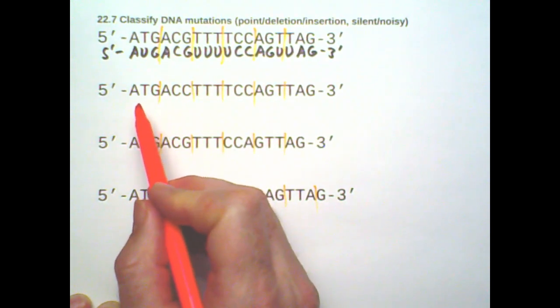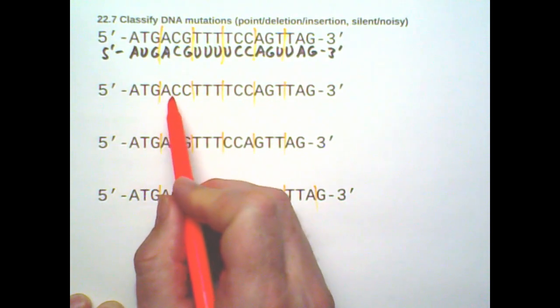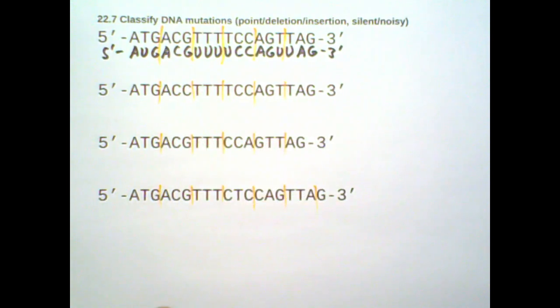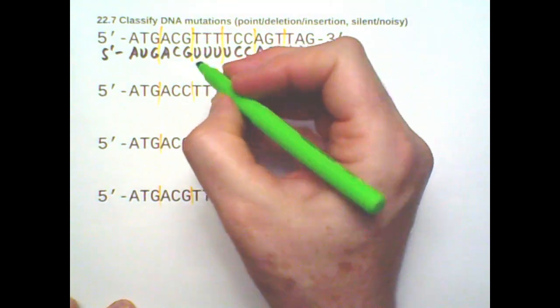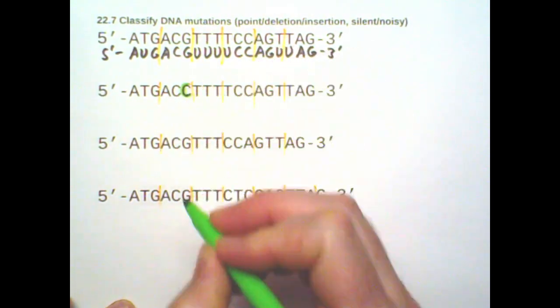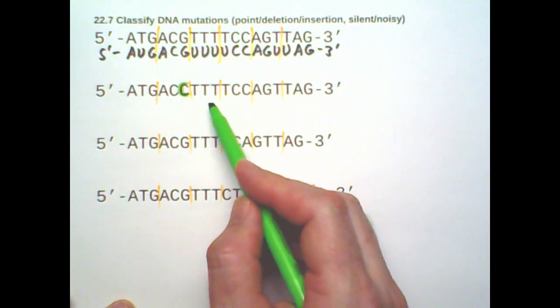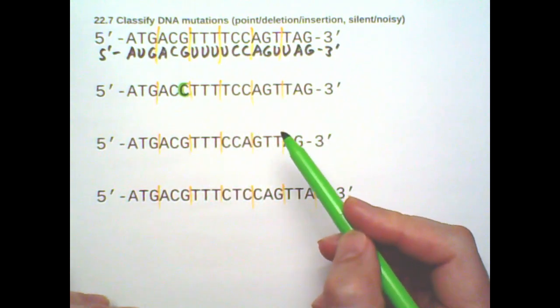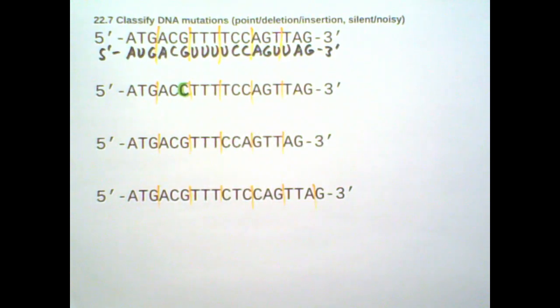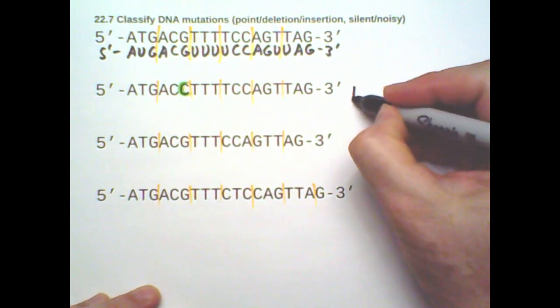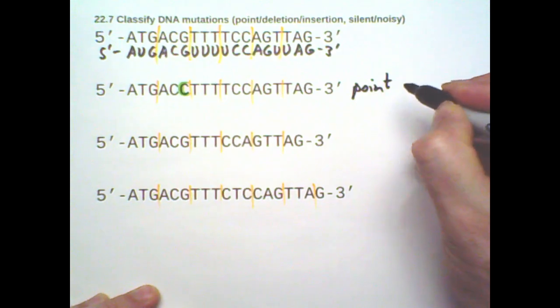So with this first one, we've got just one spot that's different. That C there is different from the G, and everything else is the same. So we call this a point mutation.